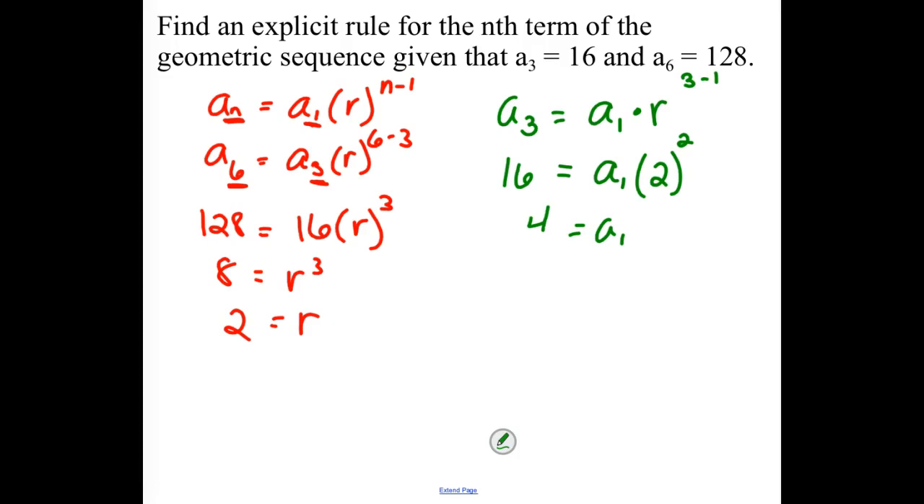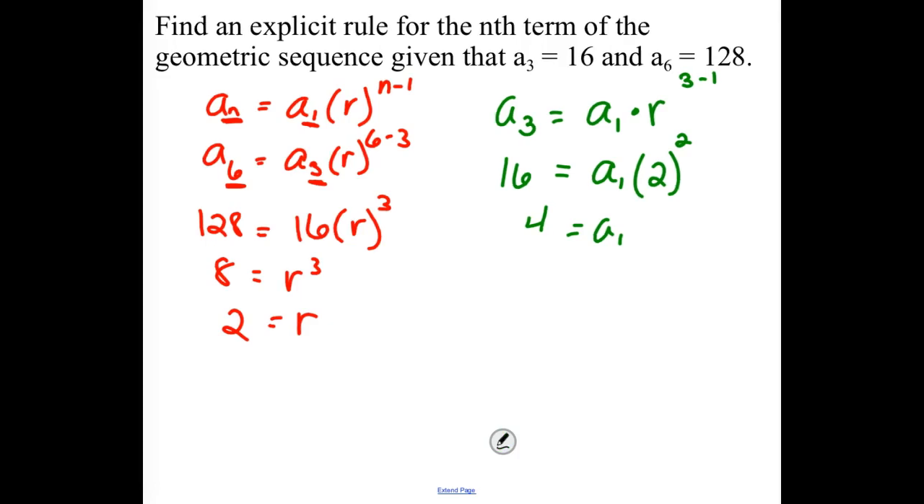Okay, so let's write our generic explicit rule. A sub n equals what? 4 times 2 to the n minus 1 power. Okay? So given any two terms in the sequence, you can figure out your r value, you can figure out your 1st term. All right?